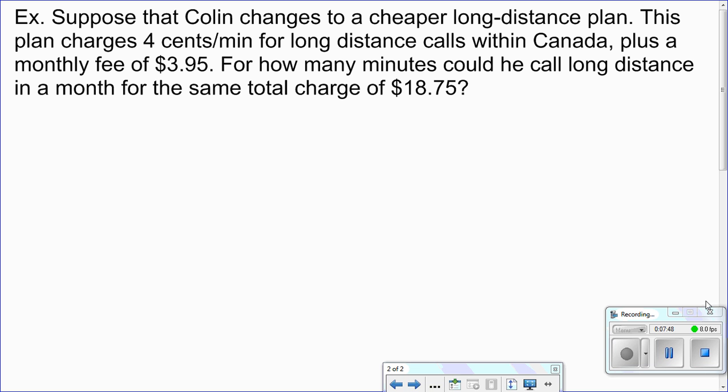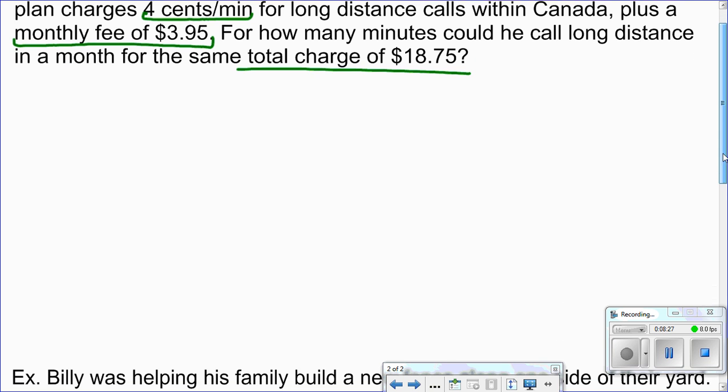Looking at the next one, it says, now suppose Colin changes to a cheaper plan. So this plan charges 4 cents a minute. So again, there is a rate plus a monthly fee. So think about that. What does that mean? For how many minutes could he call for the same total charge of $18.75? So I'm not going to do this one for you. I've set up the last one for you. I want you to solve how many minutes did he talk for, and as a little extra bonus, how many extra minutes did he get for this same price on this new plan?